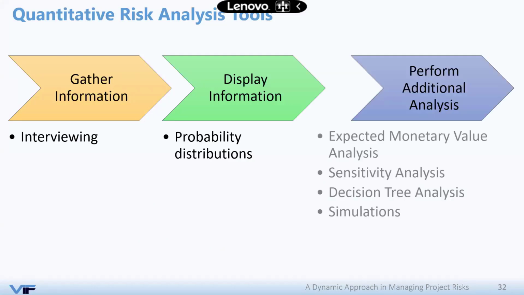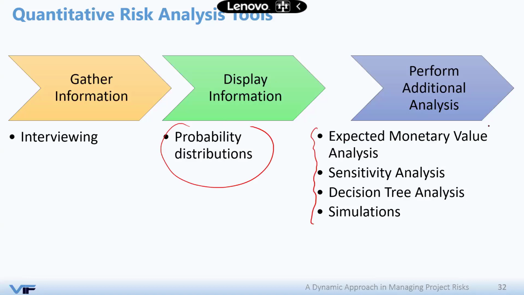You need to do some interviews with your stakeholders and subject matter experts. Then you feed their input into a software. The software will create a probability distribution, and we have hundreds of them: the bell shape, the normal distribution, the triangular one. And based on that, it will display some output for you.